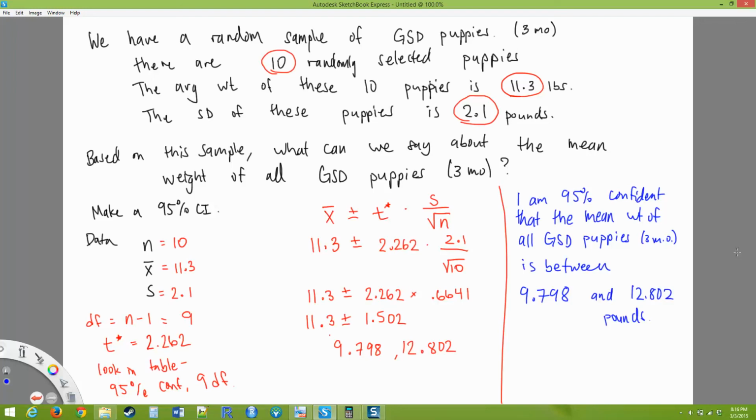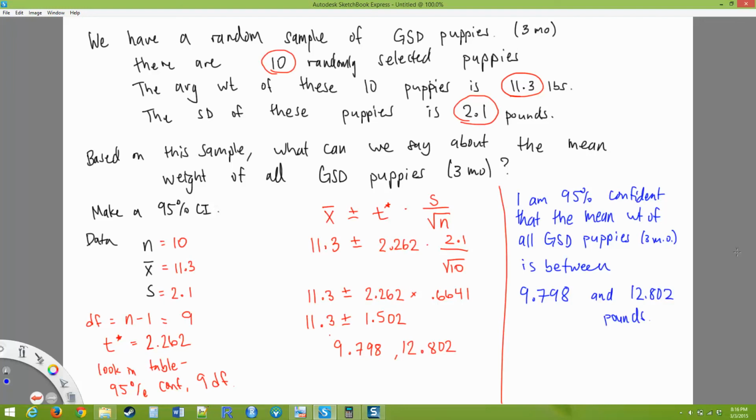Okay? All right, so based on this interval, someone asks, do we have evidence that the average weight is not 10 pounds? And what would you say? No, because, couldn't you average the two numbers? Well, the answer is no, because 10 is in between 9.798 and 12.802. On the other hand, someone says, do we have evidence that it's not 13 pounds? And you'd say yes, because 13 is not within your interval.